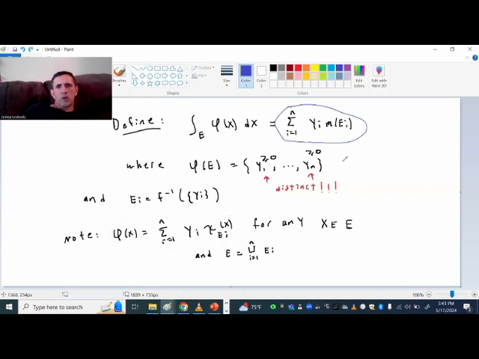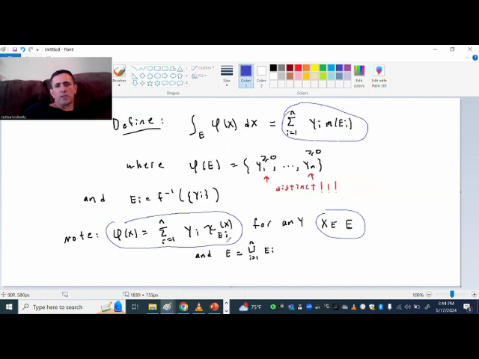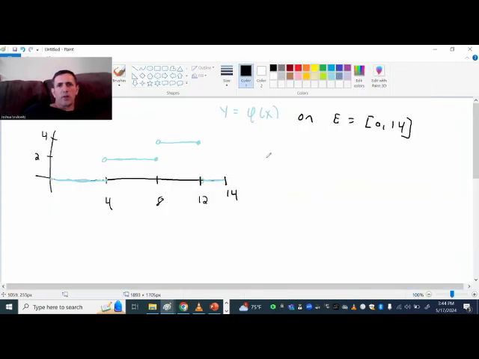Okay, so why does this definition that I'm circling here make intuitive sense? Well, the sum, the right-hand side of what I have circled, can be thought of as the area under this curve over the set E, at least when the E_i's are graphically nice. So for example, let's say we have a simple function whose graph is in light blue on 0 to 14. Why not?